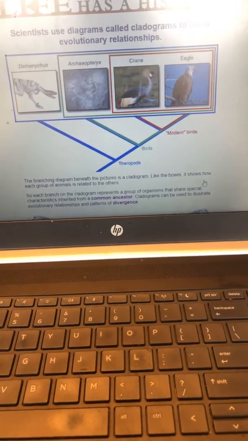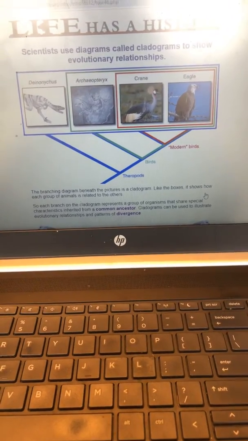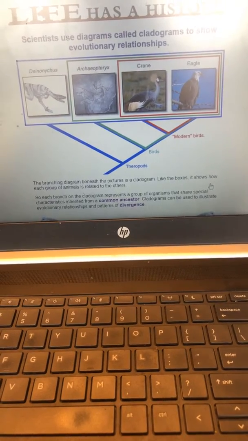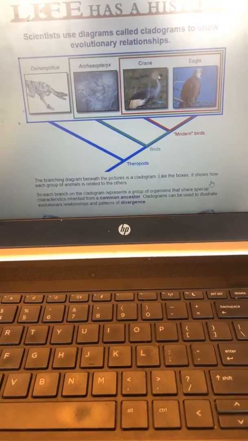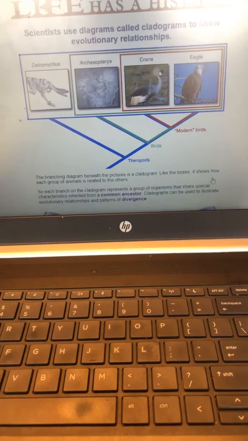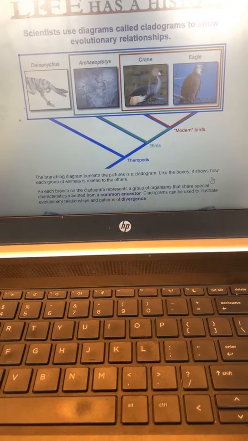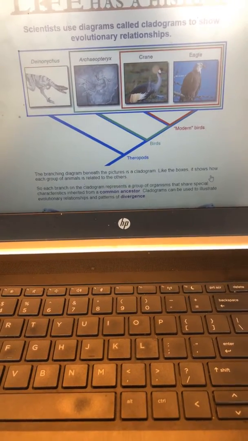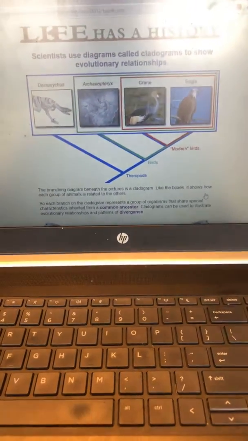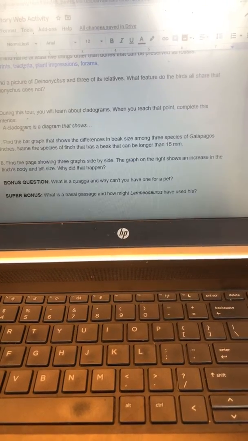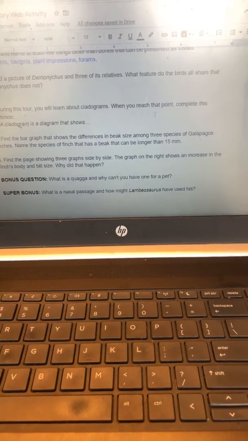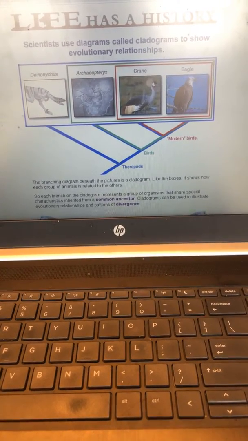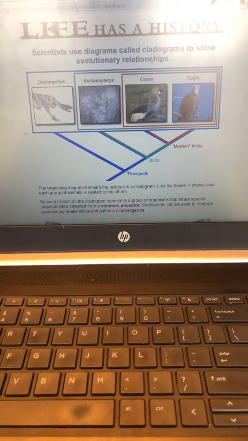All right, so here is a cladogram to show evolutionary relationships. The branching diagram beneath the picture is a cladogram. Like the boxes, it shows how each group of animals is related to the others. So each branch of the cladogram represents a group of organisms that share special characteristics inherited from a common ancestor. Cladograms can be used to illustrate evolutionary relationships and patterns of divergence. So here we go. A cladogram is a diagram that shows evolutionary relationships.